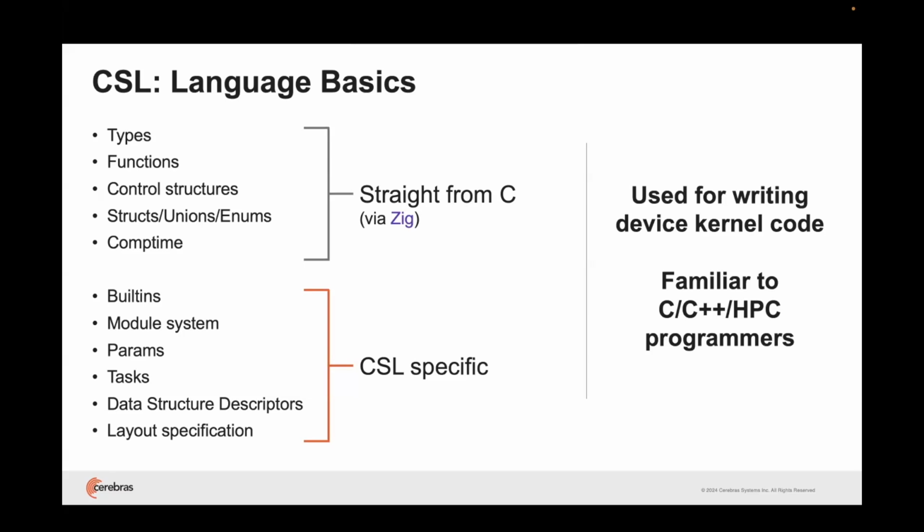But then there's a lot of CSL specific features. And what I mean by CSL specific is features that are really for the purpose of getting all of the performance possible out of the wafer and doing unique things for programming this wafer that you wouldn't be doing in just a normal programming language on a CPU. So in some sense, at least at the level of programming an individual processing element, this is quite familiar to an HPC programmer who's familiar with a language like C.